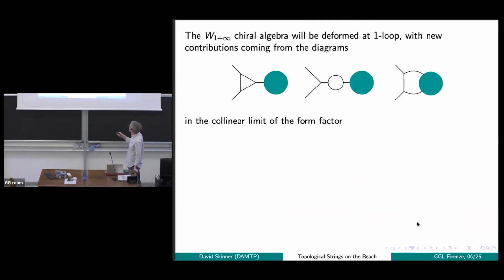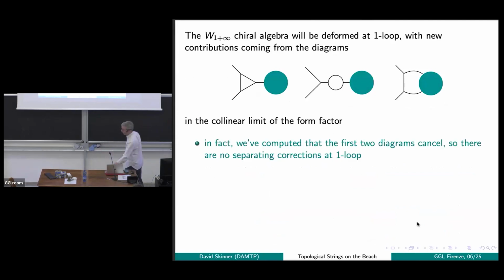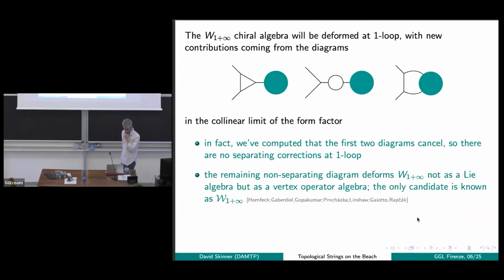We would also expect there to be quantum corrections to the chiral algebra. These quantum corrections will receive, at one loop, contributions from these 3 diagrams. There are these 2 separating diagrams where I can cut a propagator and separate out the form factor from the collinear factor, and then a non-separating diagram. We know that the first 2 diagrams, these separating contributions, cancel each other. So there's no separating modification at one loop, but the final diagram doesn't vanish. And so this non-separating diagram deforms capital W1 plus infinity, not as a Lie algebra, but as a vertex operator algebra.